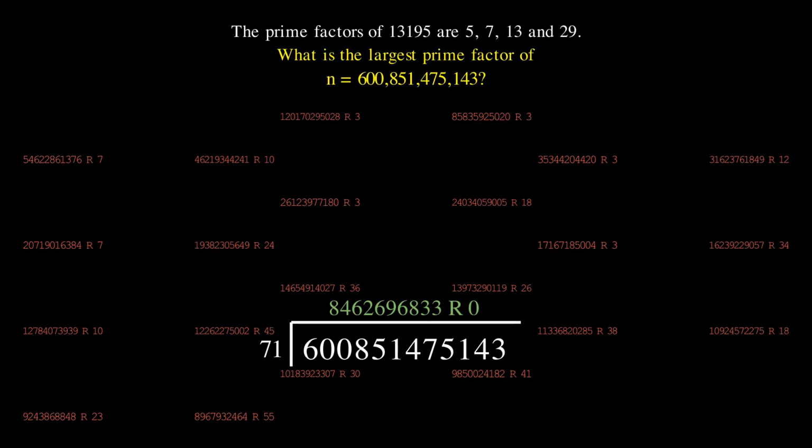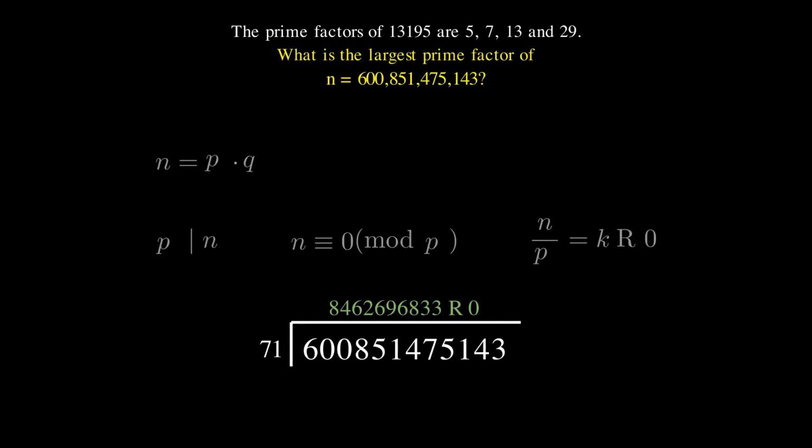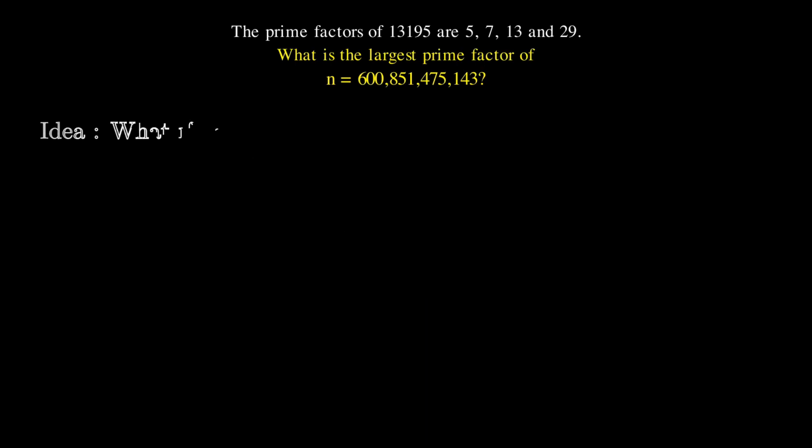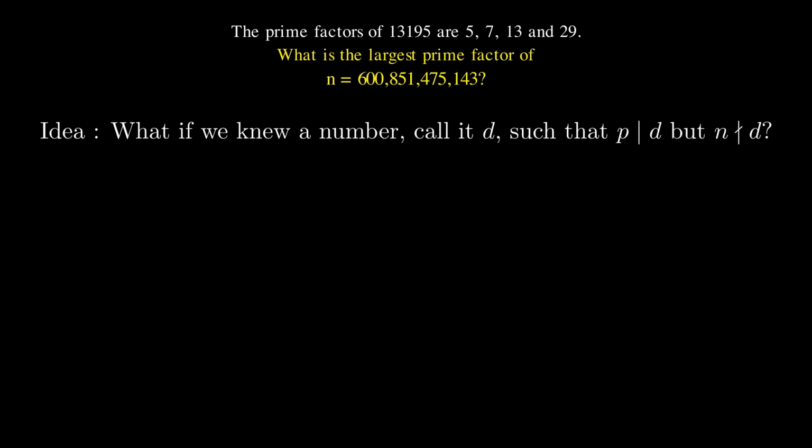For now, let's just hold on to the 71 since we know it's a prime factor. Most importantly for us is this middle: n is equivalent to 0 mod 71. That means when we divide by 71, we get remainder 0. We're going to use modular arithmetic in our next key concept, which is, what if I gave you this number d such that p divides d, but n does not divide d? That is going to result in the greatest common divisor of d and n being p.